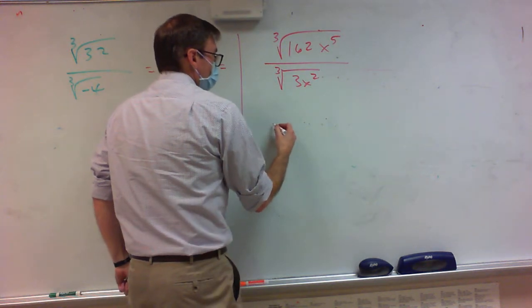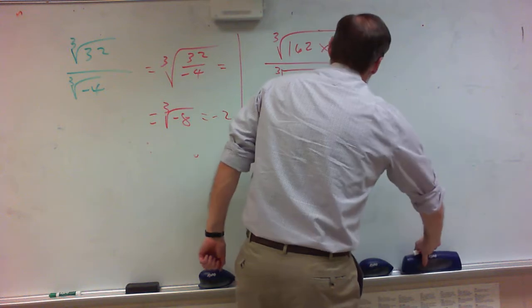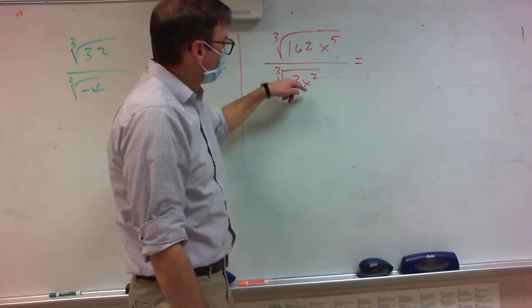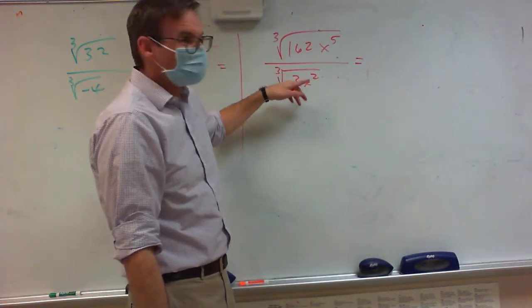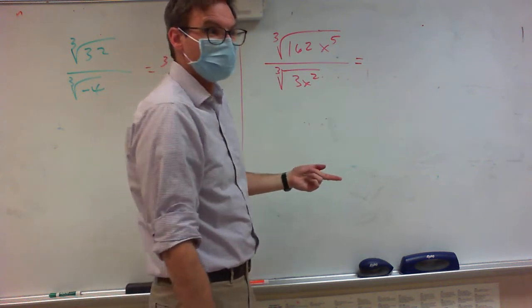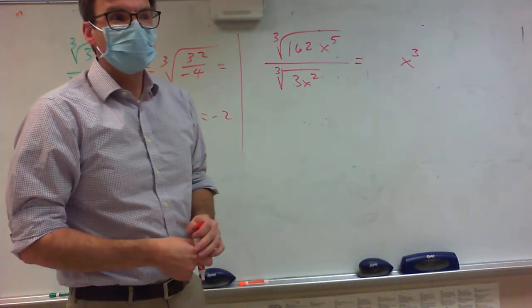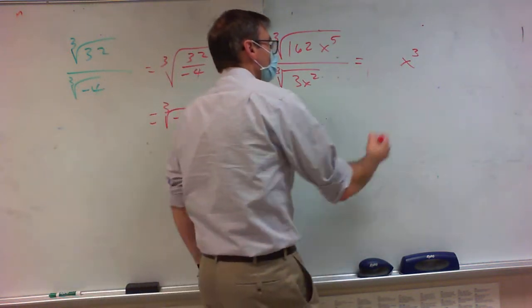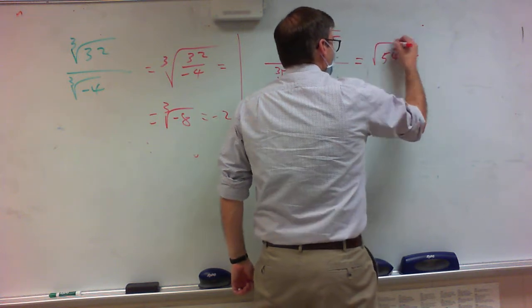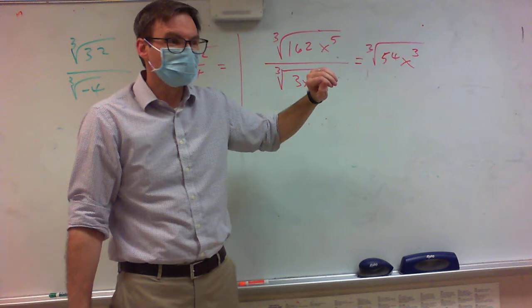If I make one giant cubed root, let's see. Actually, let's just sort of talk about it. We can visualize it's one big root. Are there more x's on top or bottom? How many more on top? 3. So I get an x cubed. How many times does 3 go into 162? 54. Right, so I end up with 54. And so this all simplifies to the cube root of 54x cubed, right?